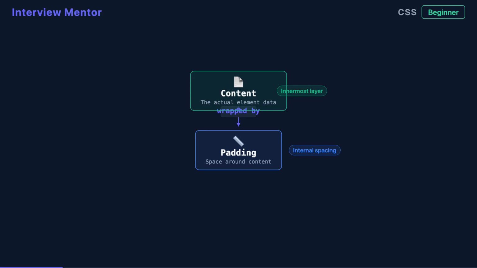The innermost layer is the content area. This is where your actual text, images, or other element content lives. It's the core of your box.